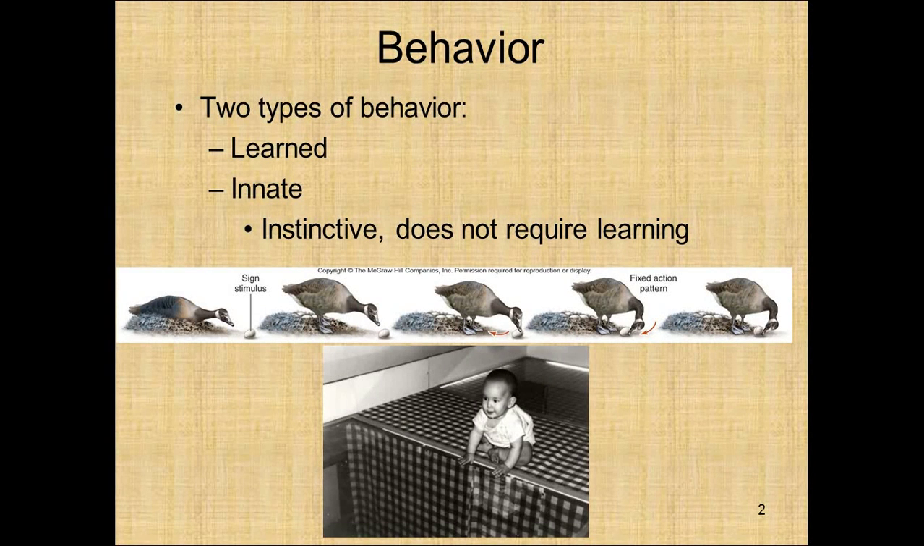Behavior is how an organism reacts to its environment. There are two types of behavior, learned and innate. Learned behavior is the result of experience. For example, stoves. Babies are not born with the knowledge that stoves are hot and dangerous. They have to actually put their hand on the stove and burn it to know that stoves need to be avoided. Innate behaviors are instinctive. They do not require learning.